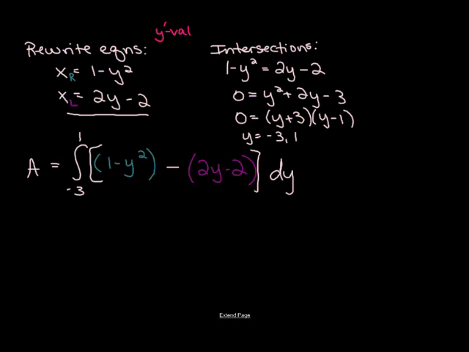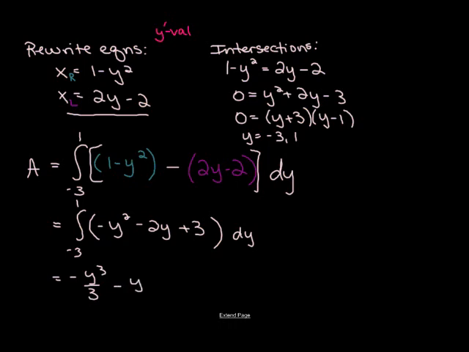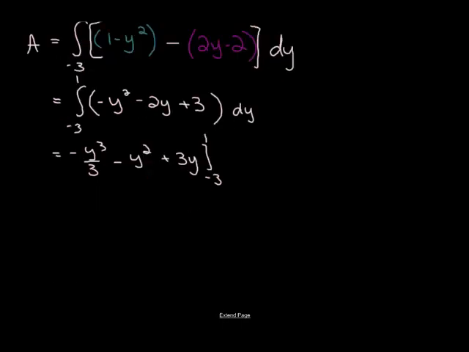So now I just have to do some computations here. So I take an integral from negative 3 up to 1. I rewrite my integrand, and I'm going to have negative y squared minus 2y plus 3 times dy. And now integrating, we get negative y cubed over 3 minus y squared plus 3y. And we want to evaluate that from negative 3 to 1.